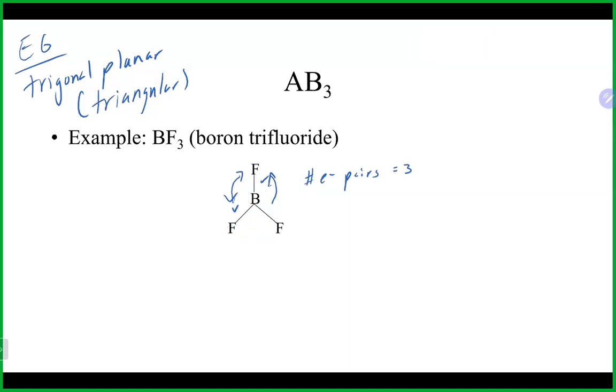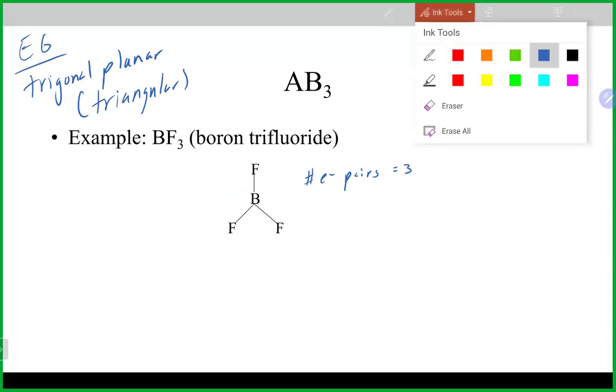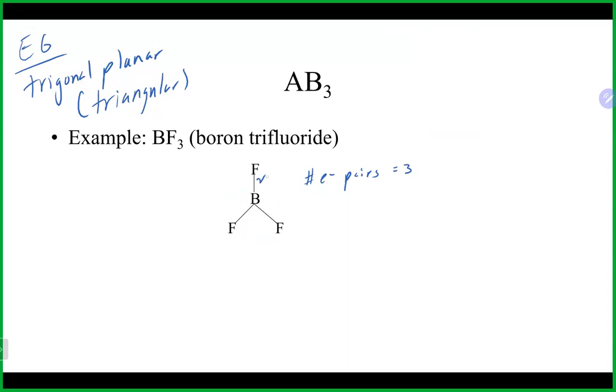Let's see here. In addition to our 3 electron pairs, we have 1, 2, and 3 bonds. So our bonds in this case is 3. That means our molecular geometry is also going to be trigonal planar.